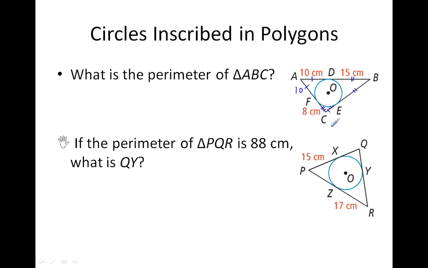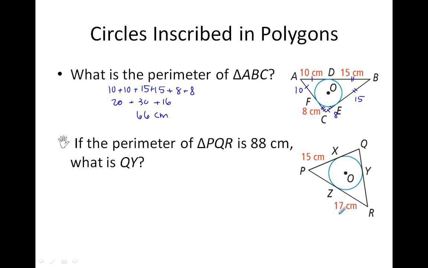I know this is 10. I know this is 8. I know this is 15. So to find the perimeter, I simply add all of those together. 10 plus 10 plus 15 plus 15 plus 8 plus 8. So we get 20 plus 30 plus 16. 50 plus 16, we get 66. Our unit is centimeters, so we have 66 centimeters.